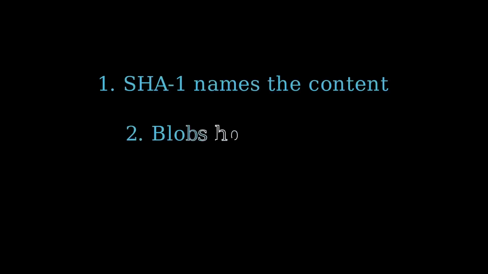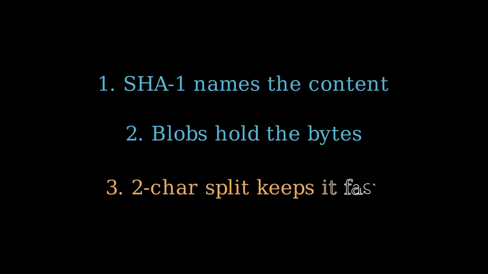Quick recap. Episode 2. 3 things we now understand about how Git stores your files. 1. SHA-1 gives every piece of content a unique 40-character name. 2. Blobs are the objects that hold the actual bytes. 3. The 2-character folder split keeps the file system fast. But there is a problem. A blob is just content, just bytes. It does not know its file name. So how does Git remember that 3b is hello.txt?